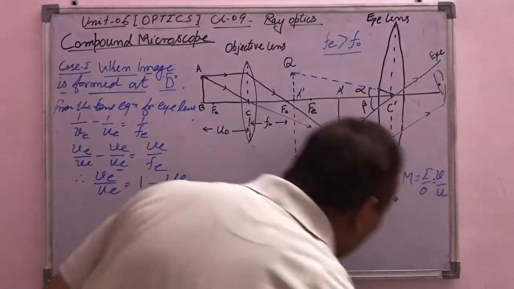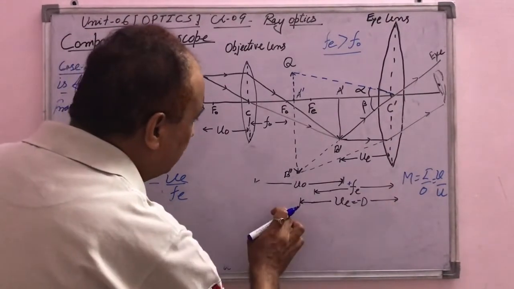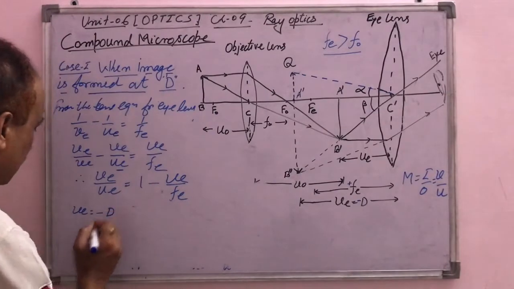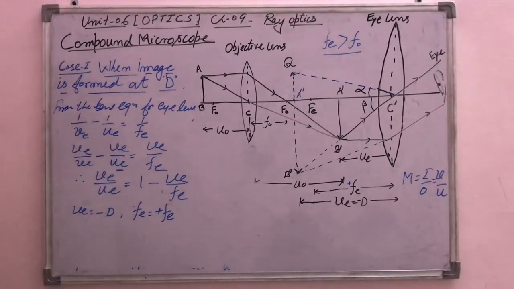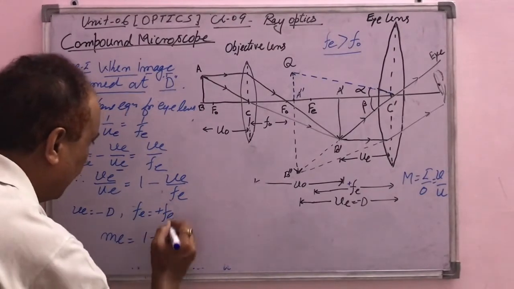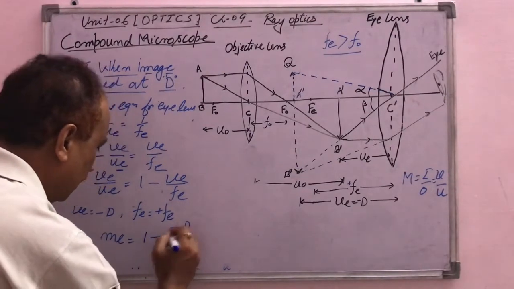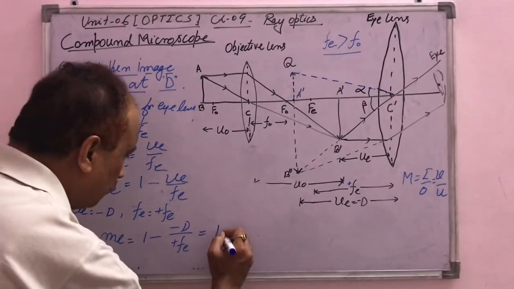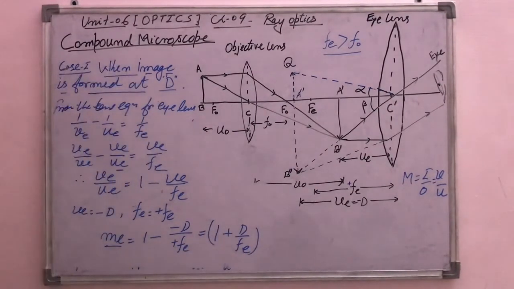Now according to this, what is ve? Here ve equals this distance D, and it is measured in the opposite direction, so it is taken as minus D, and the focal length of the eye lens fe is positive because it is a convex lens. Now put the values in the above relation. ve upon ue is equal to me, and me equals 1 minus (minus D) upon plus fe. Simplifying minus minus plus, we get 1 plus D upon fe. This is the relation for me.